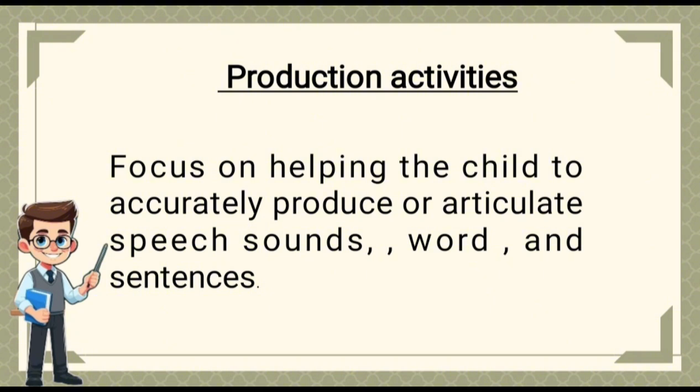For instance, if a child has trouble with the R sound, the teacher might show how to say it correctly. Then the teacher will let the child practice in a mirror, use words like red and rabbit, and move on to sentences like "the rabbit ran." In short, the main goal of production activities is to help children practice and perfect how they say sounds, starting from the basics and building up to real conversation.